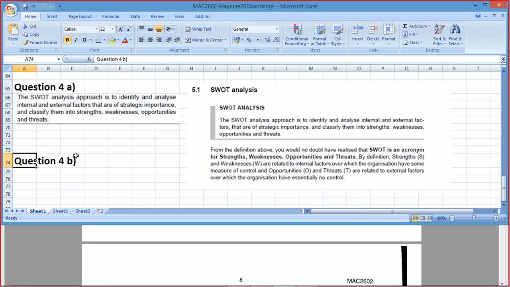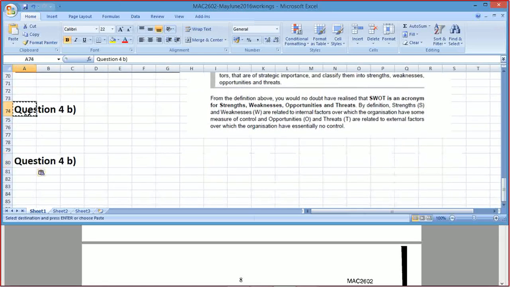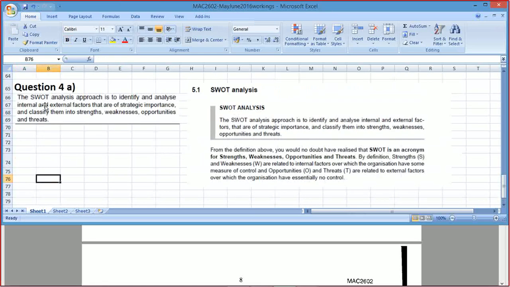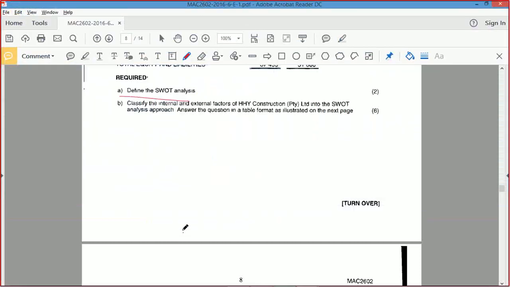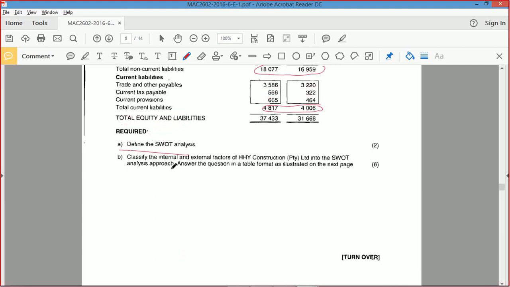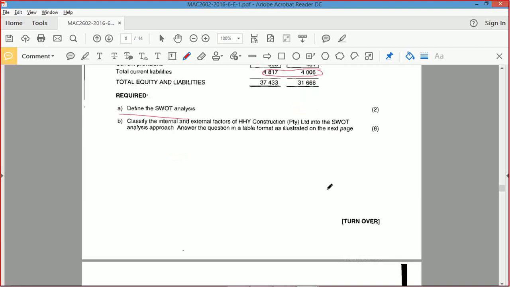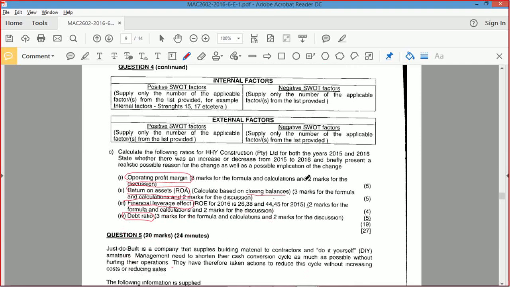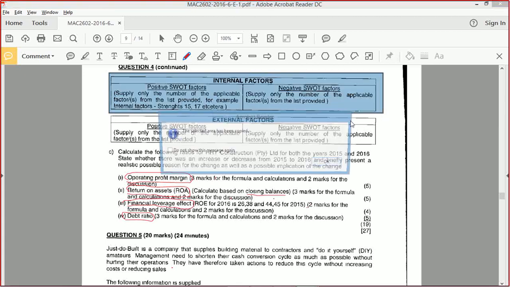It's for 2 marks, so I don't think they want that much, but you never know. Okay, so that's what you've got there for strength, weaknesses, opportunities, and threats. Then they say classify the internal external factors of HHY into the SWOT analysis approach. Answer the question in the table format as illustrated on the next page. Okay, so this is what they want. Right, so I'm going to take what they want us to do here. Okay, so I need to illustrate this in this format.